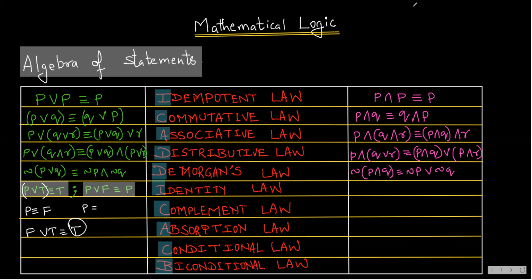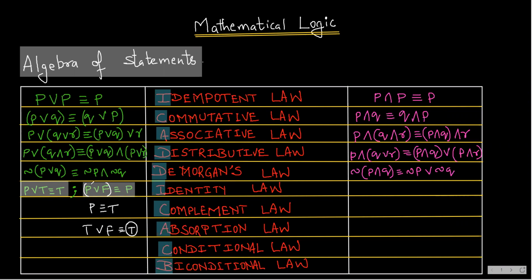Now I will explain the second one to you. Suppose I have the truth value of P as true. So the left hand side will be true or false. What is true or false? That is equal to true. Is it not the truth value of P? Yes.